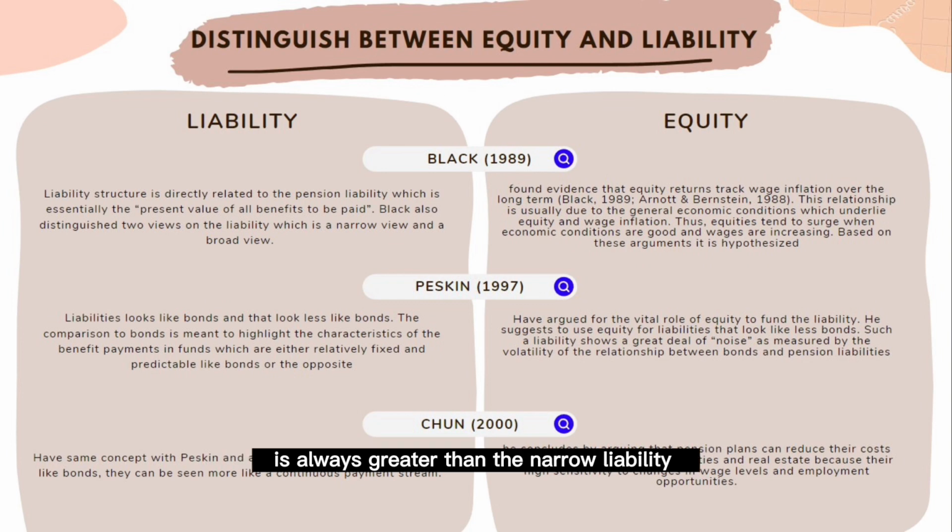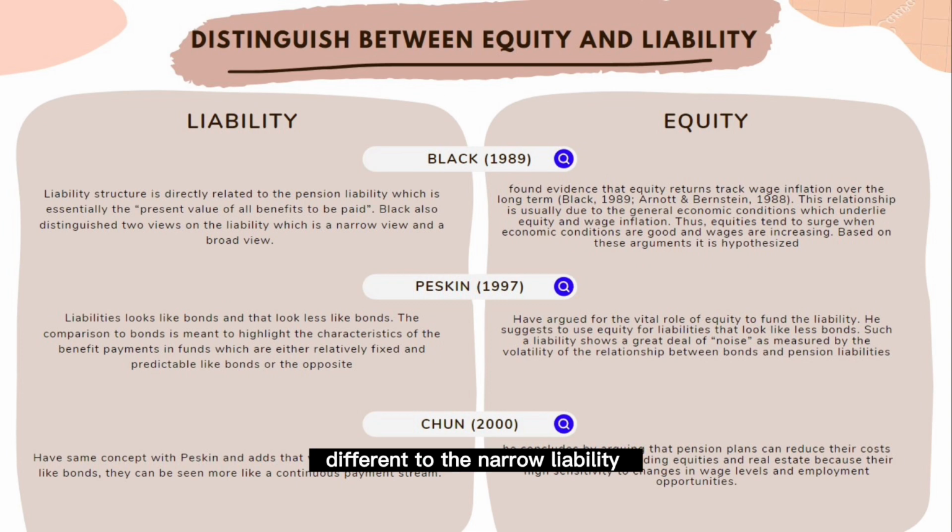It is always greater than the narrow liability and equivalent to what a claim for all benefits will sell for in the open market. In addition to the narrow liability, it includes, according to Black, salary increases, all benefits to be accrued in the future, changes in benefits, retirement, death and additions to the workforce.